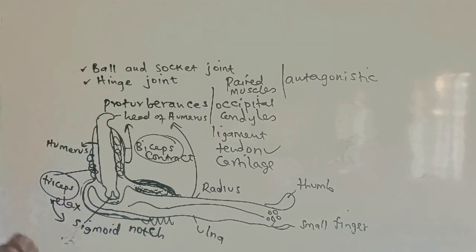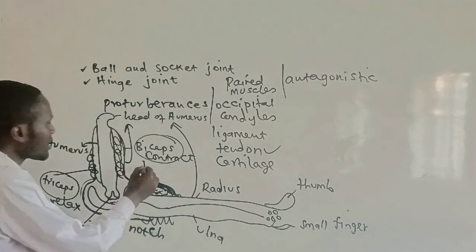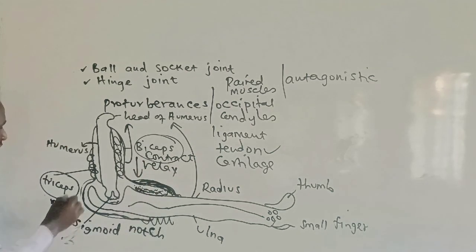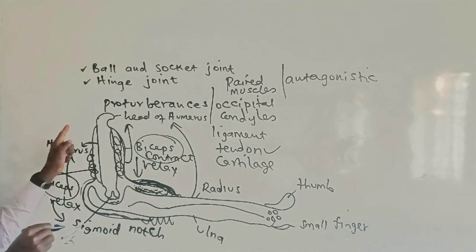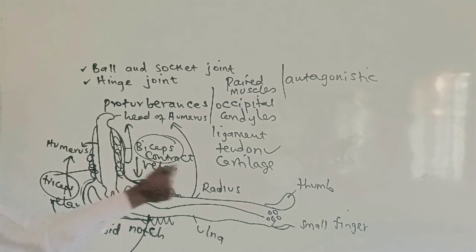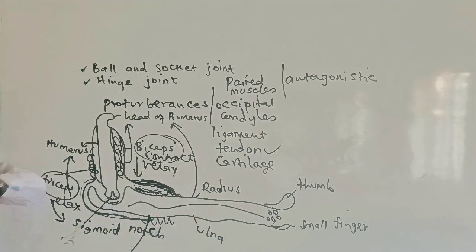The opposite is true, or vice versa. What happens when the biceps relax and the triceps contract? The triceps pull the ulna and radius, and as they pull, the arm is stretched. Remember that the ligaments at this joint will prevent overstretching that might cause dislocation.